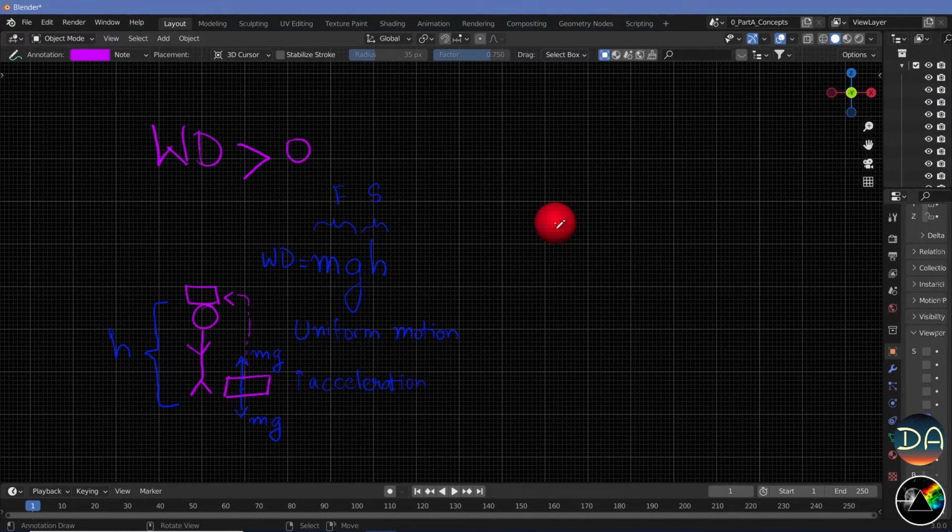The exact same thing could be said if a ball was to fall down simply due to the force of gravity. So the force of gravity acting on the ball is its weight, which is mg, the mass into the acceleration. If it falls a distance of h to the floor, the work done by the force of gravity is again going to be mgh.